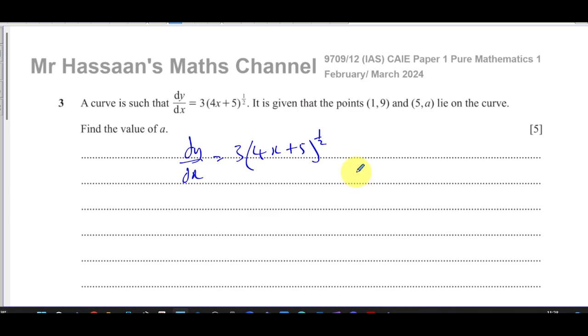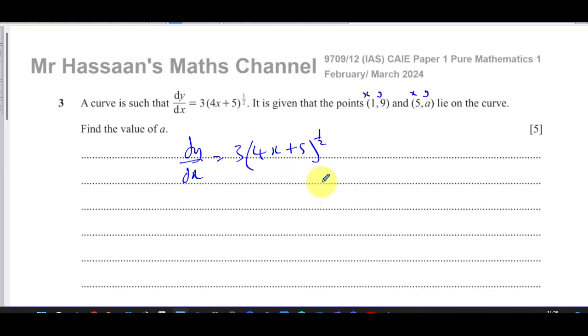Okay, so we want to find what the value of a is. Basically, these are x and y values on the curve, right? So it's not going to help us knowing what dy/dx is and having these points, because that's what x is when y is 9, and that's what x is when y is a. So I really need to know what the actual equation of the curve is.